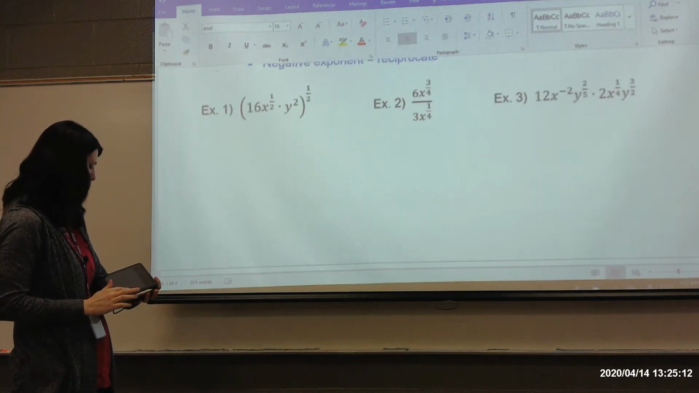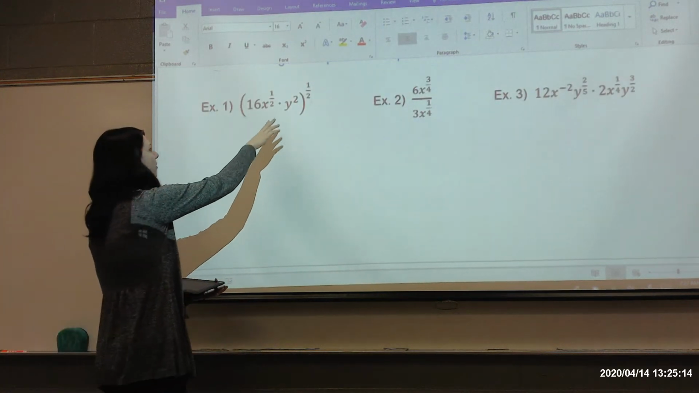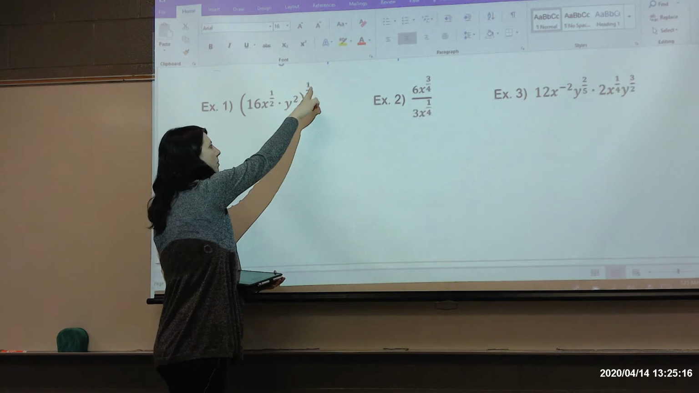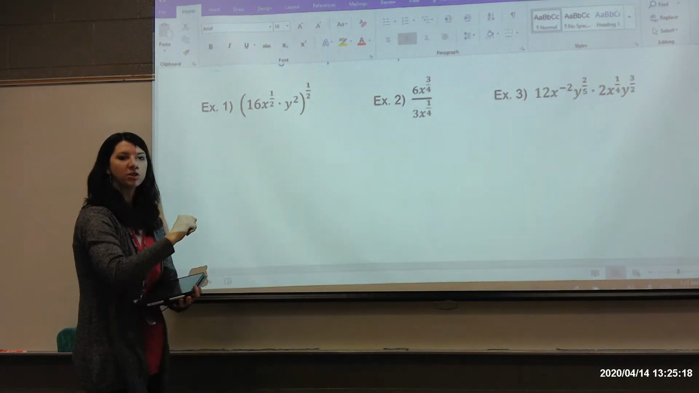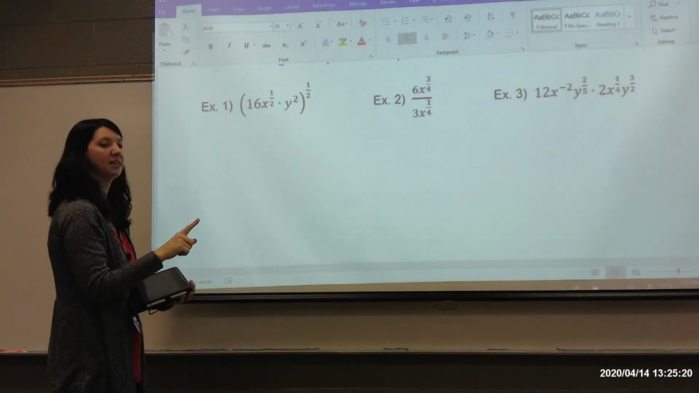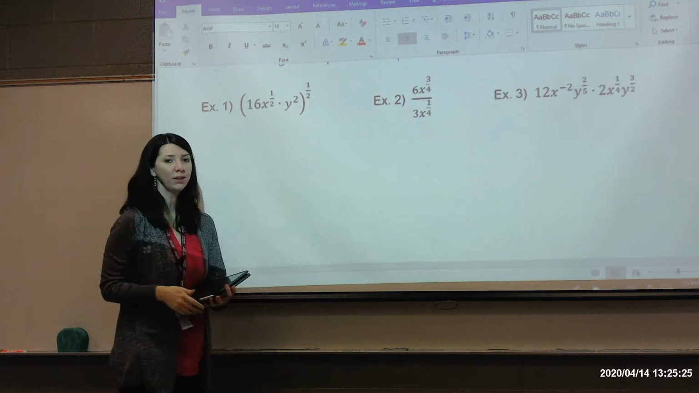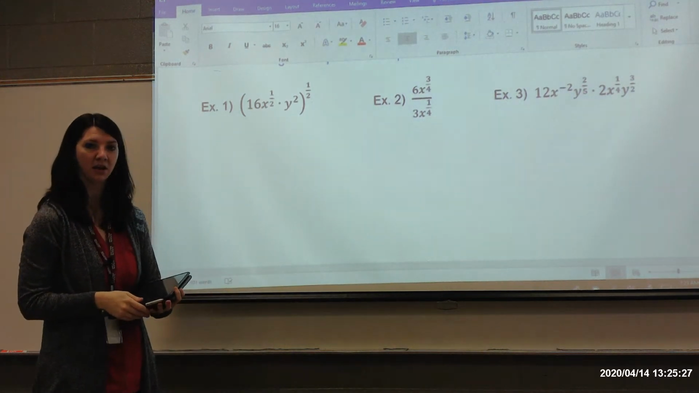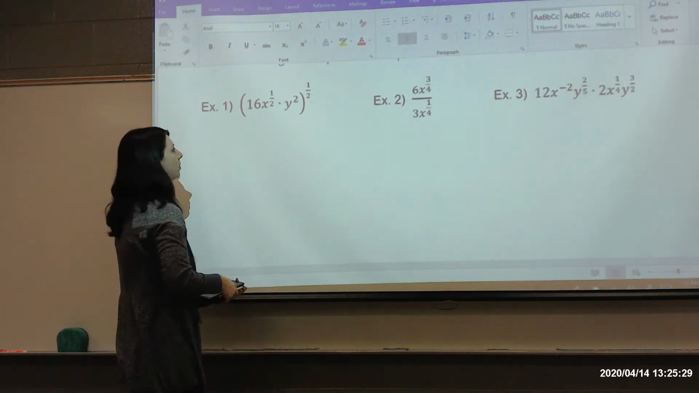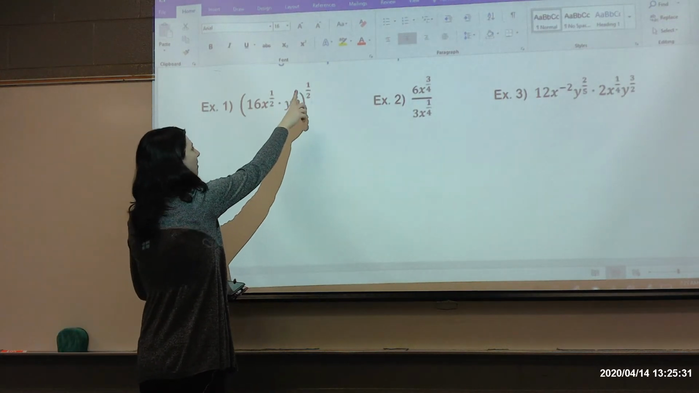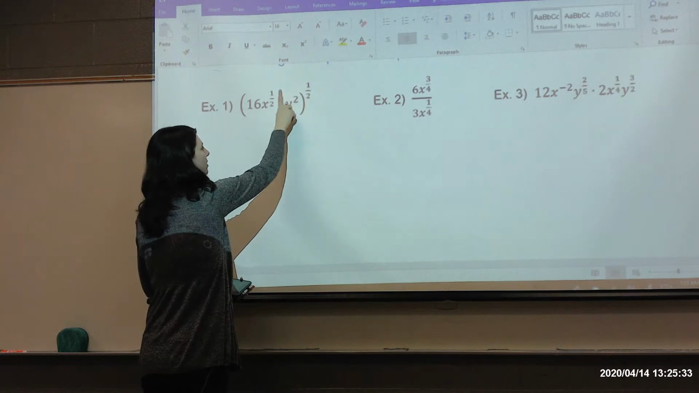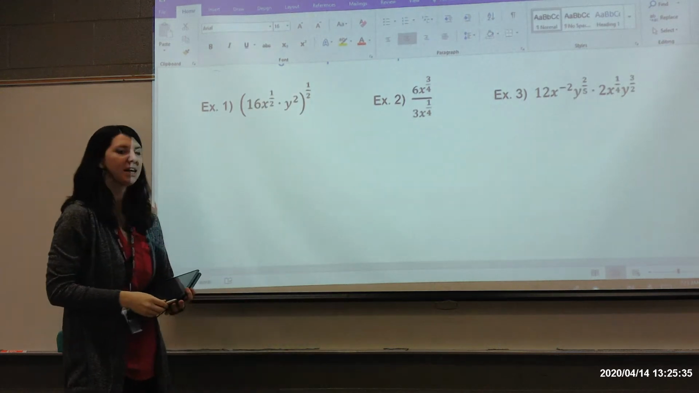All right, so let's look at example 1 here. We have a multiplication and we have a power to a power. So I like to first look at simplifying inside the parentheses if you can. We have a 16, an x, and a y. There are no like bases, so we can't simplify anything there. So let's go to our power to a power rule. So we have this 1/2 power, and it needs to be multiplied to all of the exponents inside.